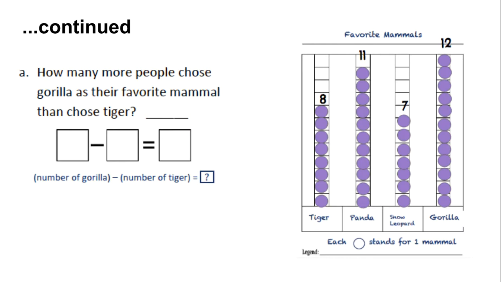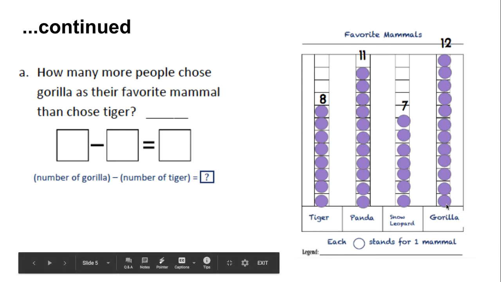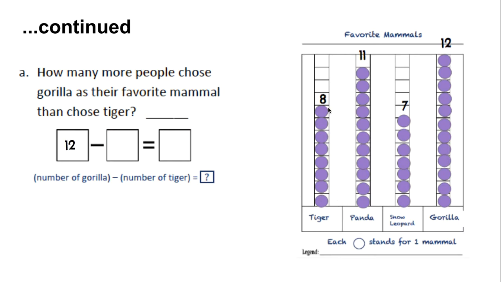The next part is answering questions based on the graph. So, how many more people chose gorilla as their favorite mammal than chose tiger? They help us out right here by showing us we need to subtract the number of gorilla minus the number that chose tiger. So, if we look over, the number for gorilla is 12. That will go in our first box. Minus the people who chose tiger, that number is 8. We should see that in our second box.